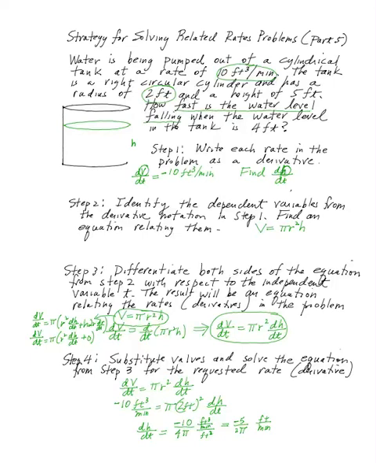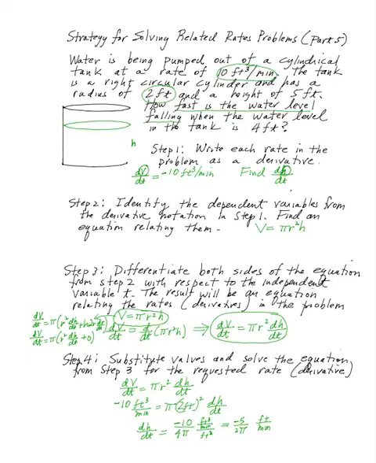Water is being pumped out of a cylindrical tank at a rate of 10 cubic feet per minute. Now, the tank is a right circular cylinder, and it has a radius of 2 feet and a height of 5 feet. We want to know how fast the water level in the tank is falling when the water level is 4 feet.